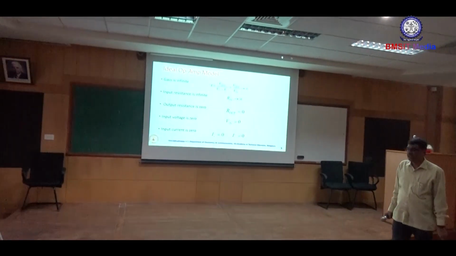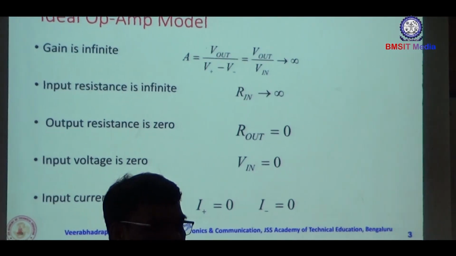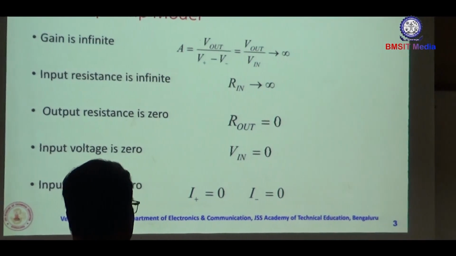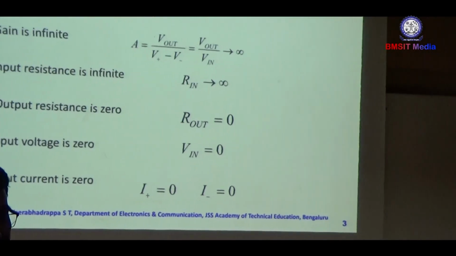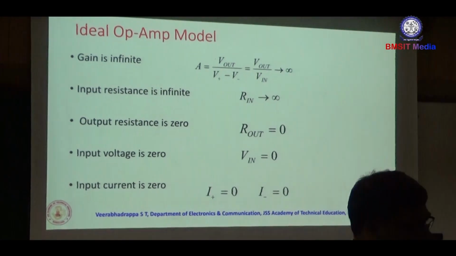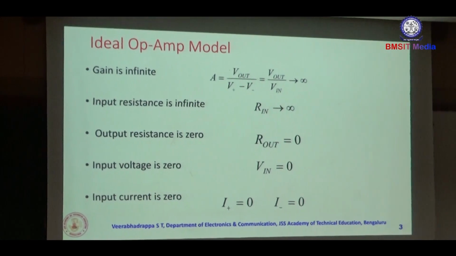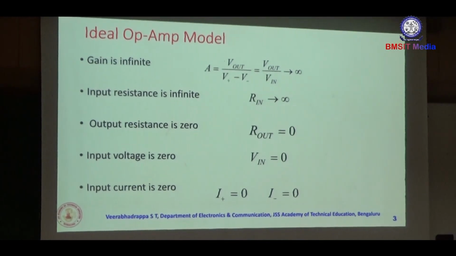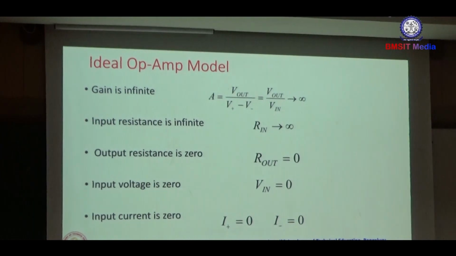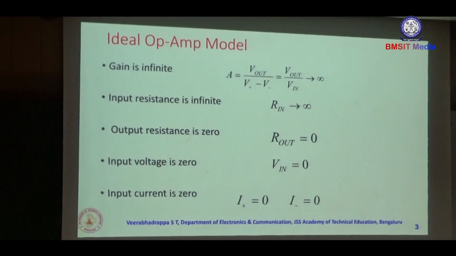For the ideal operational amplifier model, we consider that the open loop gain is infinite, the input resistance is also infinite because of the differential input, and the output resistance is 0. Practically, for the MUS741 the output resistance is about 75 ohms, the input resistance is about 2 mega ohms, and the gain is 2 into 10 to the power of 5. The input voltage is 0, and the input currents I plus and I minus are also 0. I plus is the current flowing into the non-inverting terminal, and I minus is the current flowing into the inverting terminal. Apart from that, you studied the input offset voltage and output offset voltage. What does it mean?